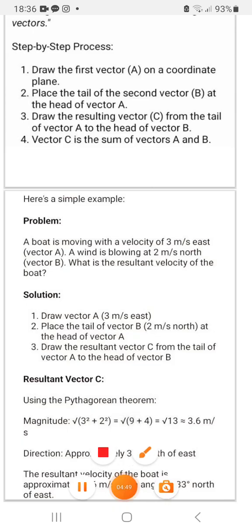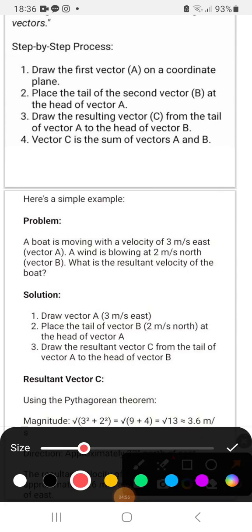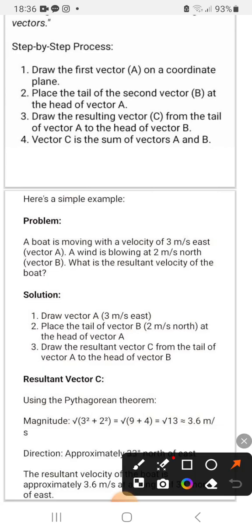So what is the problem? You have to focus on what is being asked in the question, so that it will be very simple for you to answer it. A boat is moving with a velocity of 3 meters per second east, which is the vector A. A wind is blowing at 2 meters per second north, which is the vector B. So what is the resultant velocity of the boat? The velocity of the boat is towards the east at 3 meters per second, and a wind is blowing towards the north at 2 meters per second, which is the vector B. So they want us to tell what is the resultant velocity of the boat.